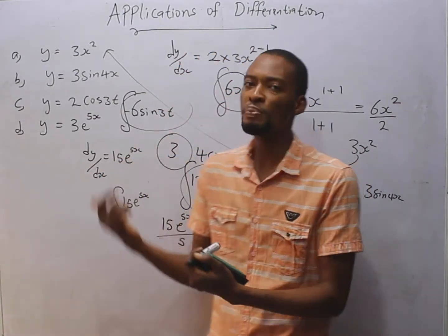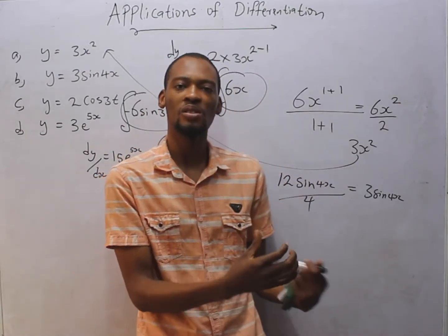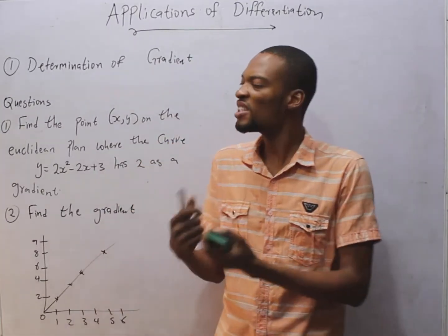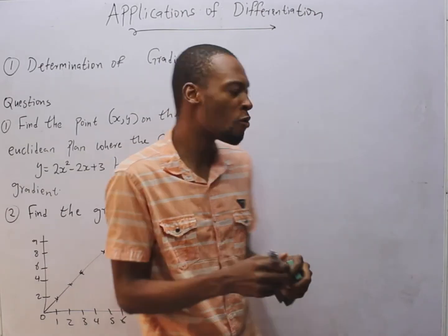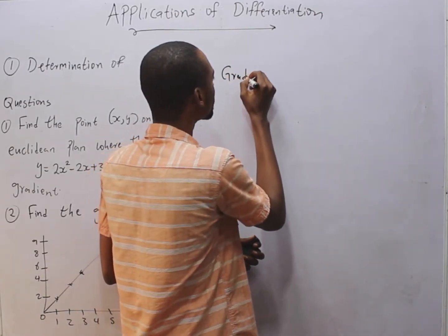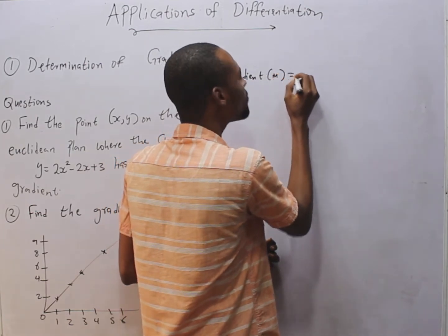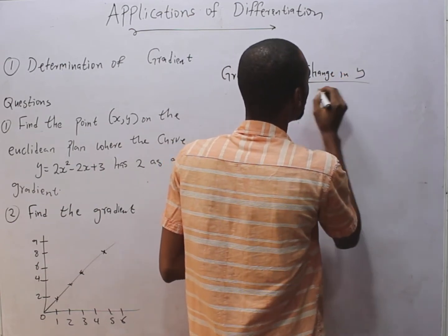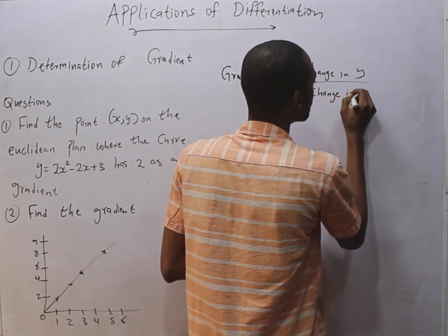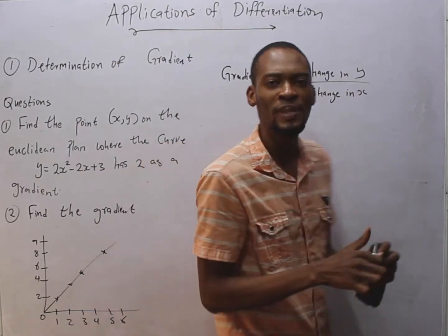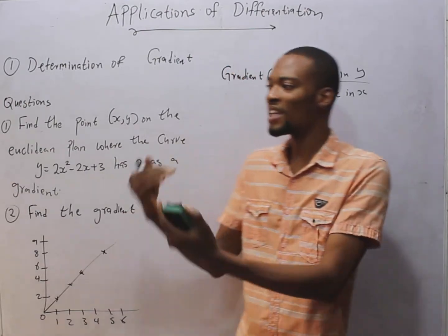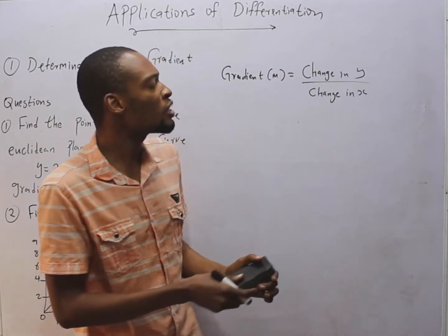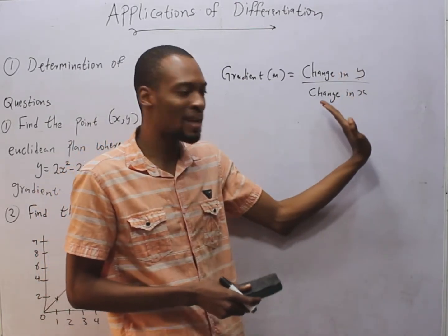Let's go to the main topic of today, which is application of differentiation. One major application of differentiation is finding the gradient of a curve. Gradient M is simply equal to change in y over change in s. Remember, I explained that for every graph, you have the s-axis and you have the y-axis. So to get the gradient or the slope, you simply look for change in y divided by change in s.